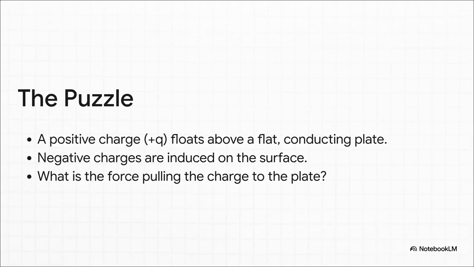Okay, so picture this. You've got a single positive charge, let's call it plus Q, just kind of floating in space. And right below it, there's a big flat sheet of metal. Now, because that plate is a conductor, our little positive charge pulls all the loose negative charges inside the metal right up to the surface. So the question is simple. How much force is pulling that charge down toward the plate?